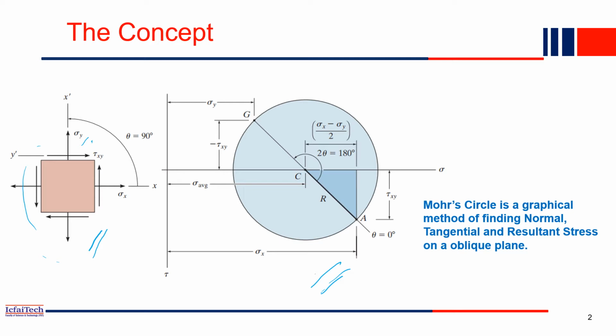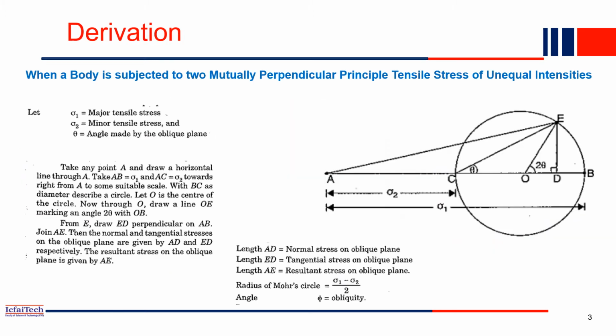Normal stress is the stress acting perpendicular to the body. And then we have the shear stress. So tau is basically the shear stress which acts on a plane. All these things we have discussed. So the Mohr circle is basically the graphical method to find the normal and tangential stress, and also the resultant stress, in an oblique plane. In the next slide we'll see how to calculate exactly using the Mohr circle.